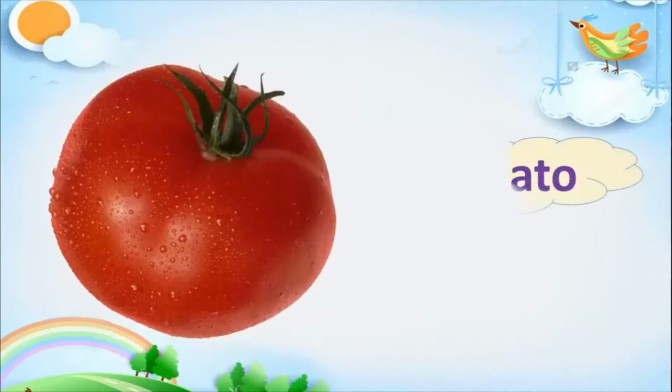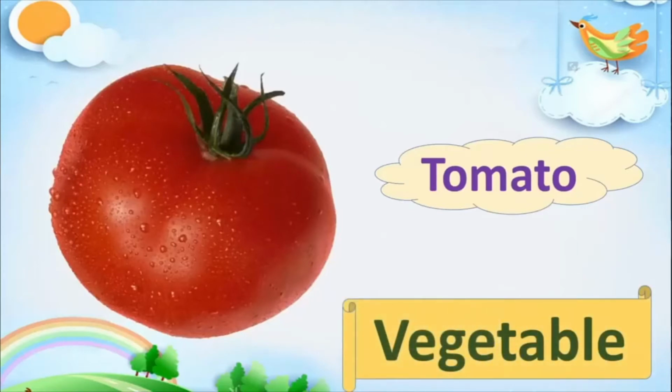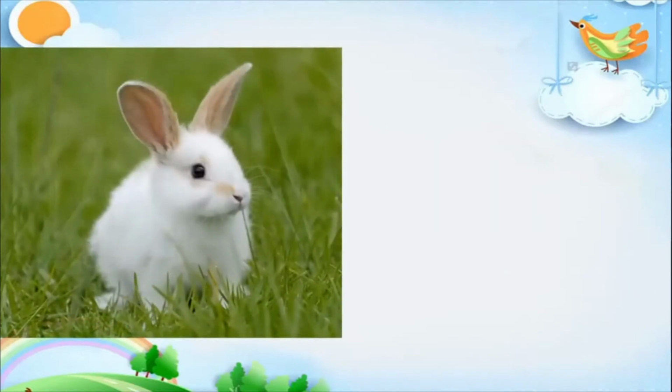So see here, read it. Tomato. Alright, and the tomato is also a vegetable. So now we have three vegetables. We have the potato, the onion, and the tomato. Alright, let us move on and see the name of the next thing we have.